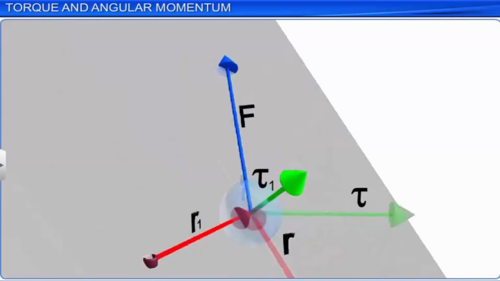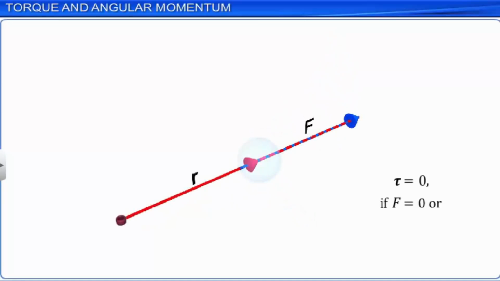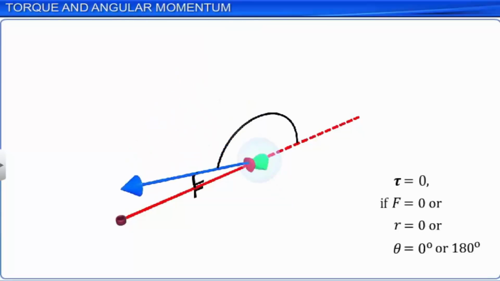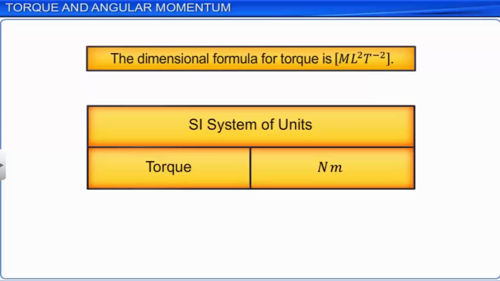Torque can be zero if the magnitude of the force is zero, or if the line of action of the force passes through the origin. The SI unit of torque is Newton meter. Note that the dimensions of torque and work are the same. The dimensional formula for torque is ML squared T minus 2. Even though torque and work have the same dimensional formula, work is a scalar, whereas torque is a vector.